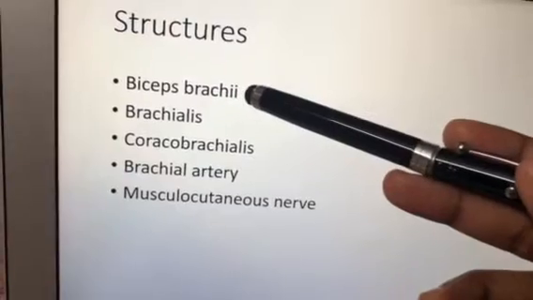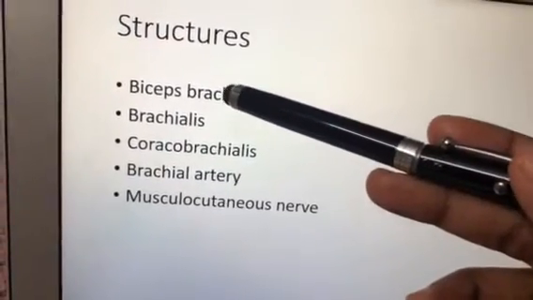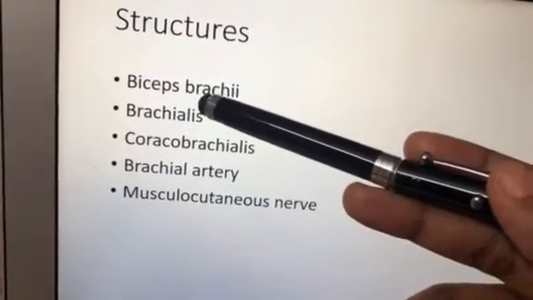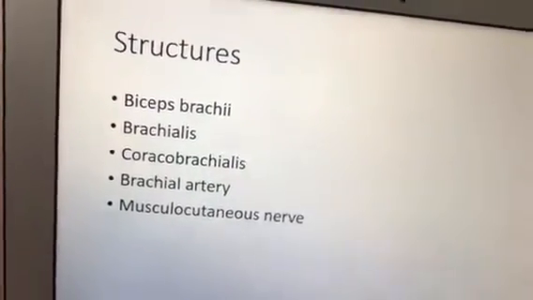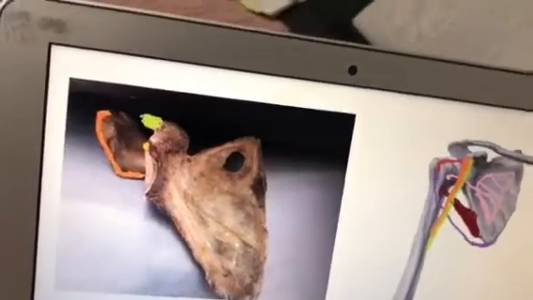Let us see the biceps brachii. Biceps brachii means, biceps means 2 heads. So you have the long head and short head of biceps brachii. And the next one is brachialis. Let us see the origin of all these muscles.